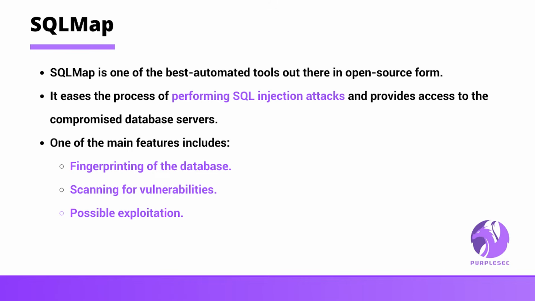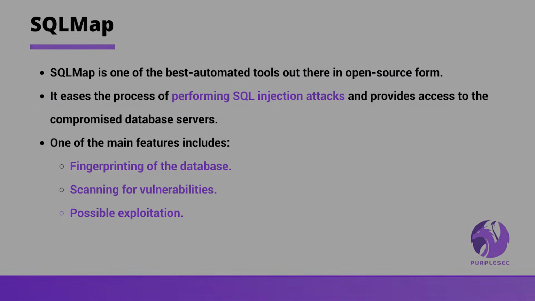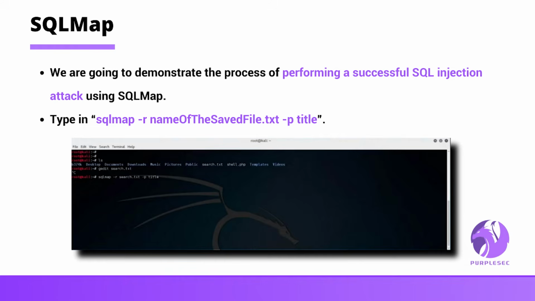To continue off from the previous captured HTTP traffic in Burp Suite, we're going to demonstrate the process of performing a successful SQL injection attack using SQLMap. Type in sqlmap -r, insert the name of the saved text file, -p title.